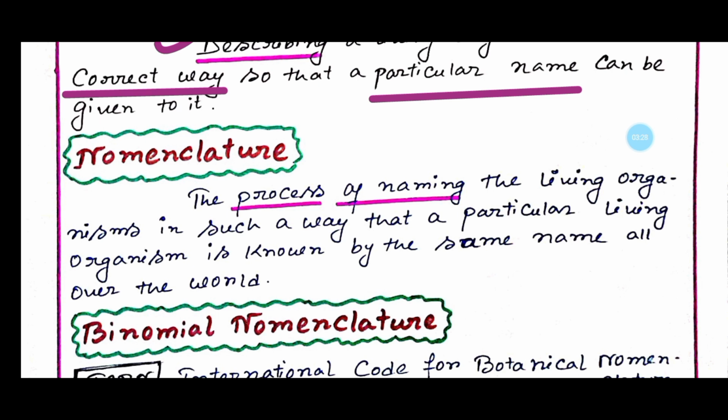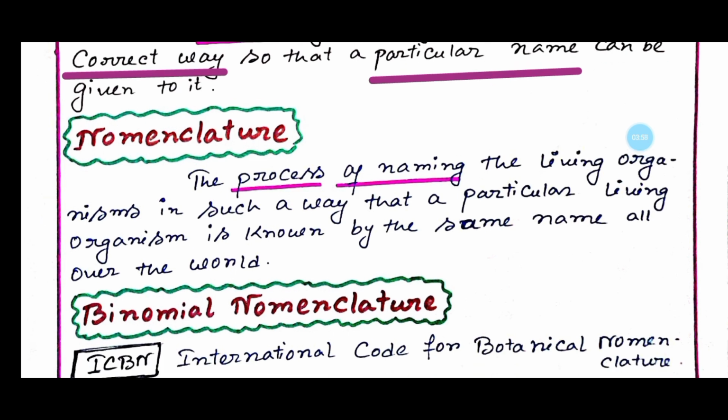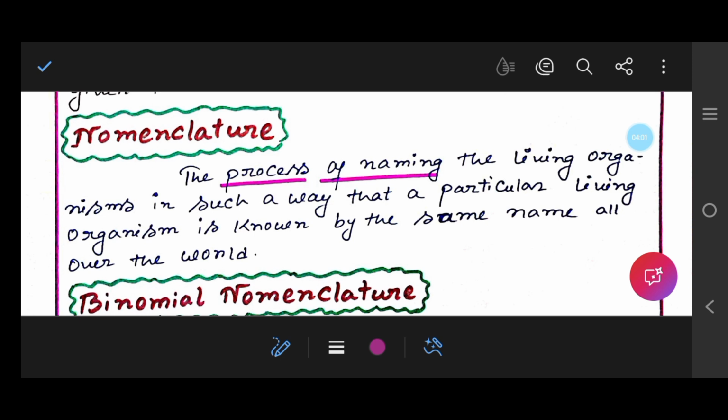Each living organism has multiple local names. So to avoid the confusion of these multiple local names of a particular living organism, scientists have decided to name all these living organisms in such a way that each particular living organism should have the same name all over the world. So what is nomenclature? Nomenclature is the process of naming the living organism in such a way that a particular living organism is known by the same name all over the world.